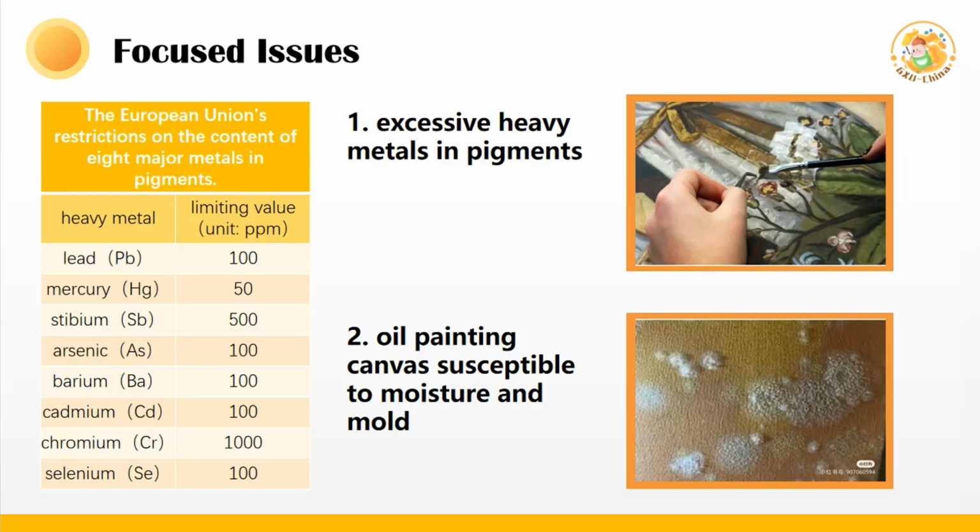In the 1980s, the World Health Organization proposed safety standards for students and children's painting pigments. The table on the left shows 8 major metals limiting value in pigments published by European Union. However, the problem of excessive heavy metals in pigments is still threatening human health. Besides, the problem of canvas being susceptible to moisture and mold is also troubling people in the field of art.